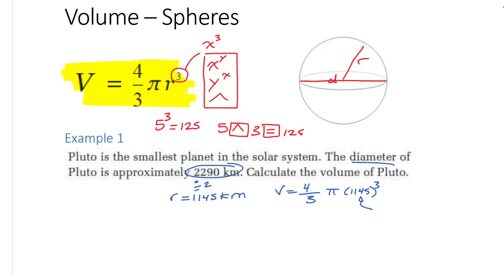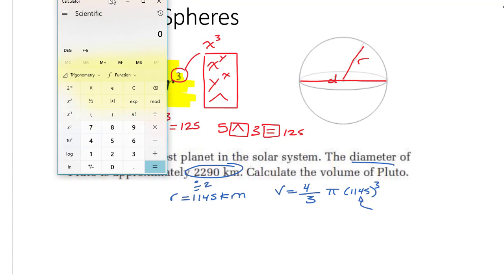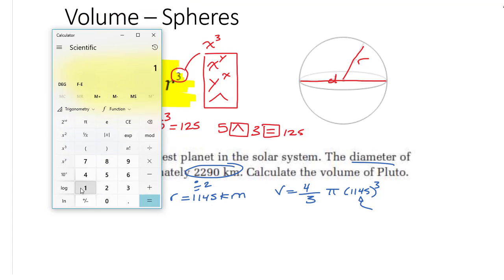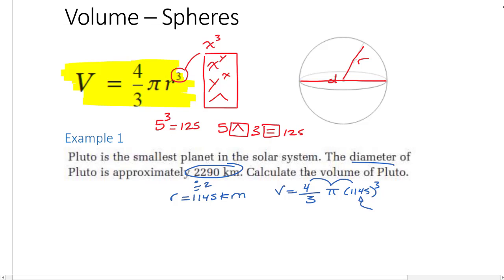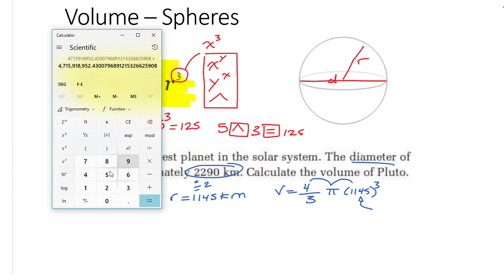Might be a little different order of button pushing on here, but what I do is I go 1,145 to the power of, see that x, y, I have that on this calculator, and then I hit 3, to the power of 3. It gives me a really big number. Then I'm going to hit times and hit pi. Gives me this number. Then what you can do is multiply it by the 4 up top. And then at the end, just hit divided by 3. And there you go. It looks like about 6.2 billion.